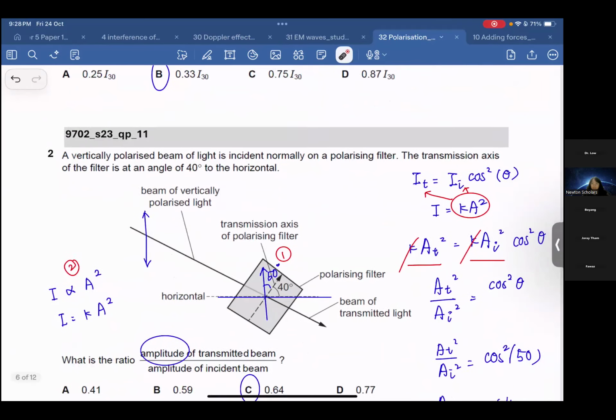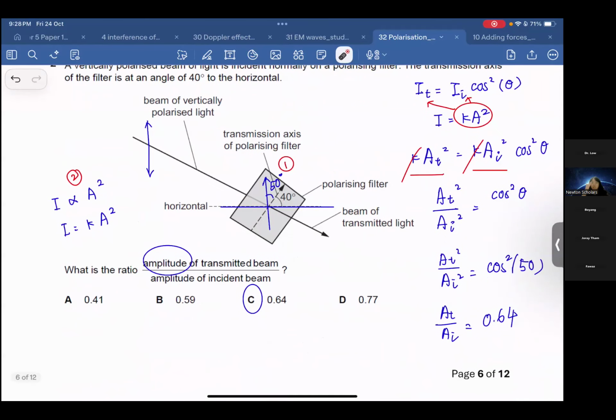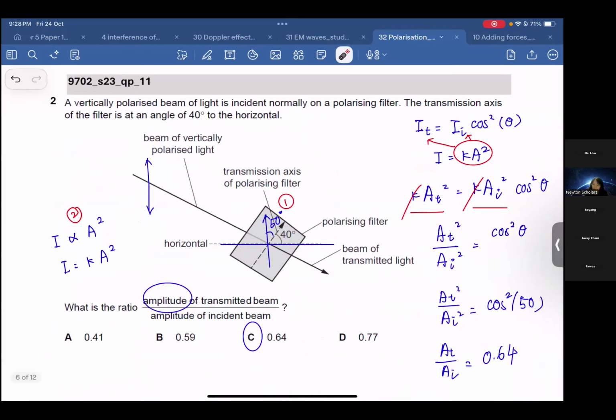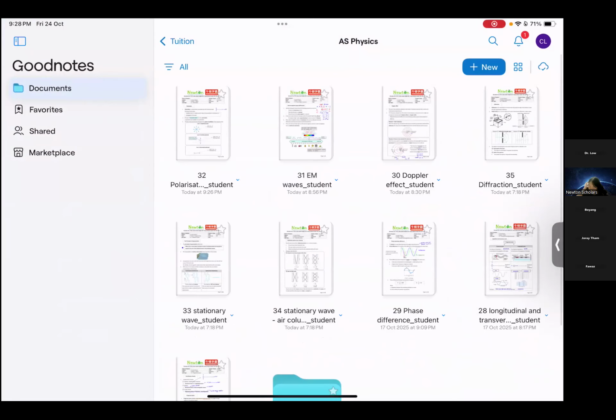This first part? Okay, angle is 50. Then the question is asking you for amplitude. So for this one, we want to relate intensity, because this is polarization, and we're talking about light intensity. So we have to use a formula to relate intensity and amplitude.